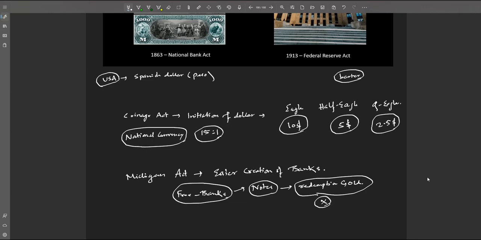Anybody who could raise capital worth $50,000 and had land and could securitize it and give the securities to the government, that person could create a bank. Obviously, this kind of scenario led to multiple frauds, and the government of America had to take steps for it.